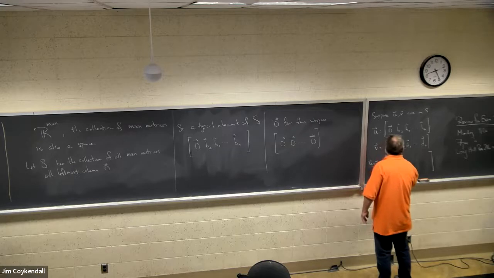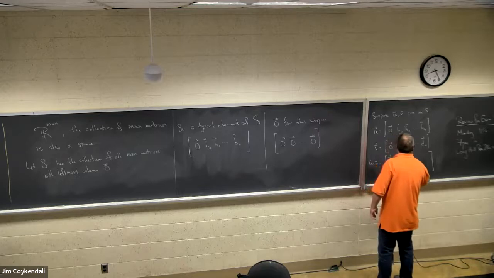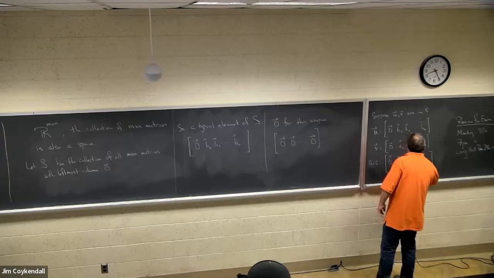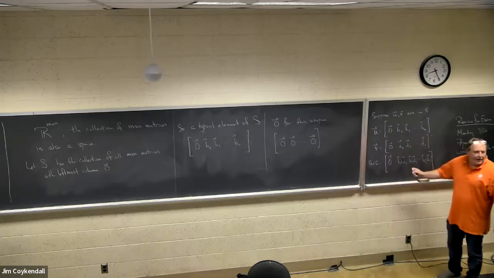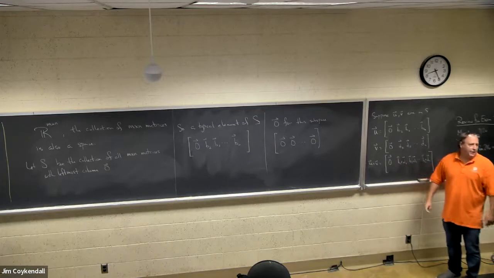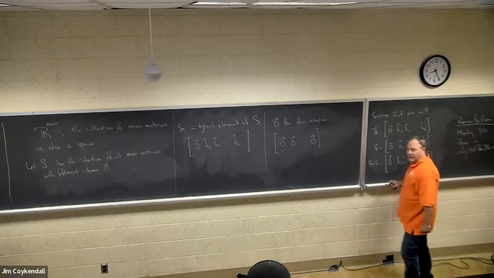The second column should be V2 plus D2. Third column should be V3 plus D3. And the nth column should be Vn plus Dn. Is this matrix still of the original form? Does it have left column 0? You bet. Right, so it's closed under addition.